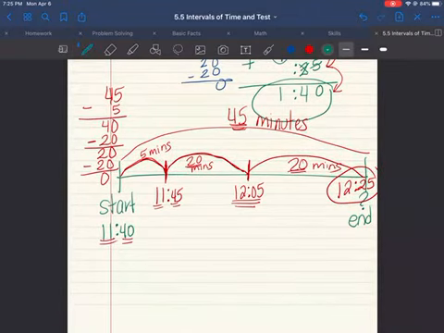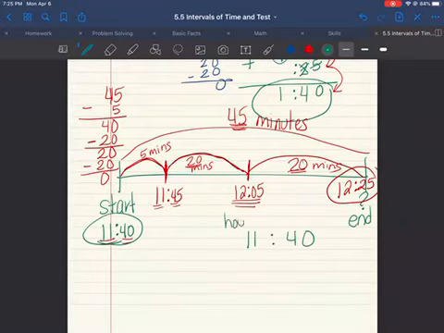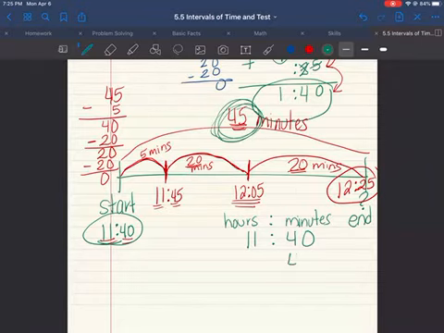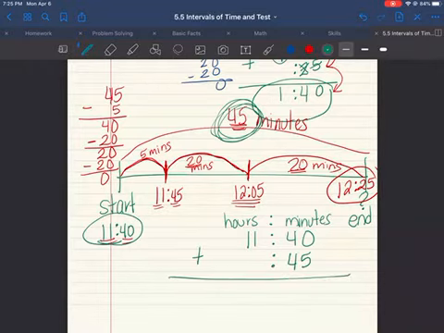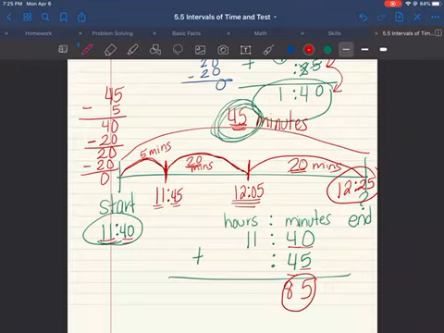Let me go ahead and do it using our regular algorithm. So remember, my start time was 11:40. And these are hours, and these are minutes. And they wanted me to jump 45 minutes. How much time is that? So I start with my minutes. 0 minutes plus 5 is 5. 4 minutes plus 4 minutes is 8.